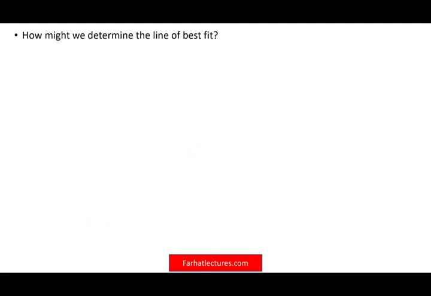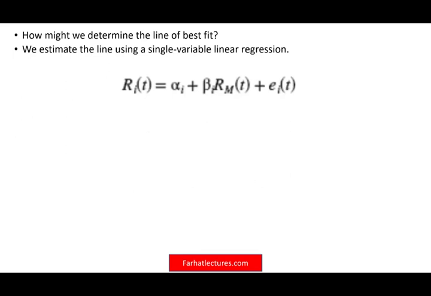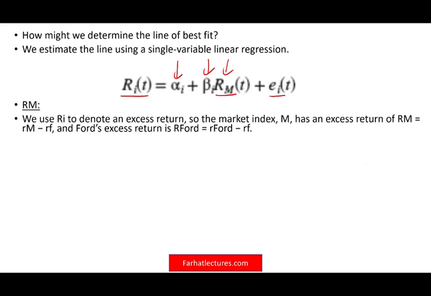Take a look at this. So how might we determine the line of best fit? Well, we estimate the line using a single variable linear regression using this formula. Now we need to explain everything in this formula. So the return is a function of the alpha of i plus the beta of i times the risk premium for that particular period plus e of i. We're going to explain each one of them separately, starting with RM. In this function, we use R of i to denote the excess return.